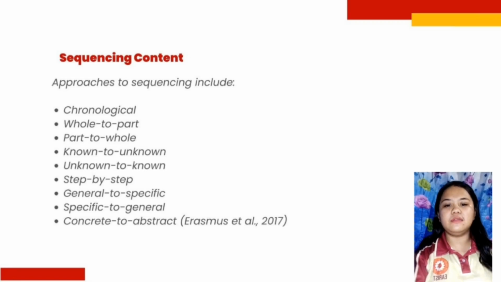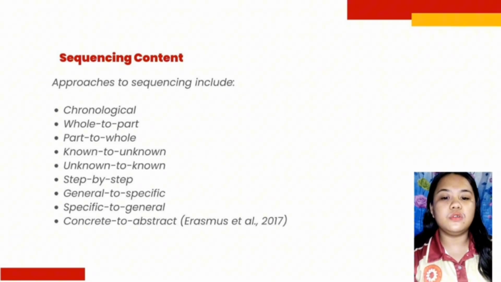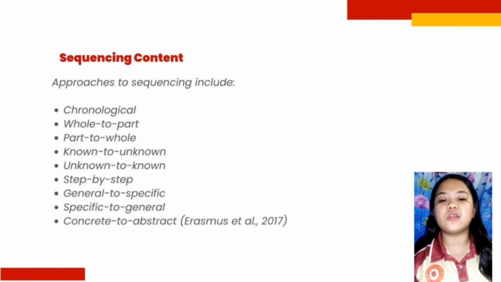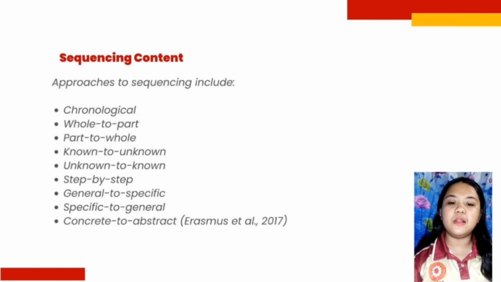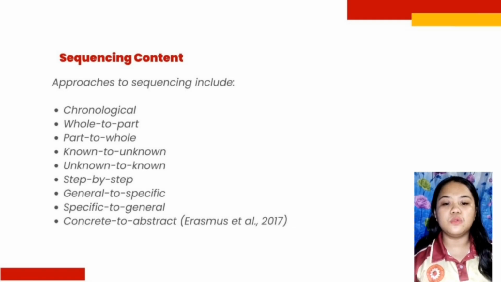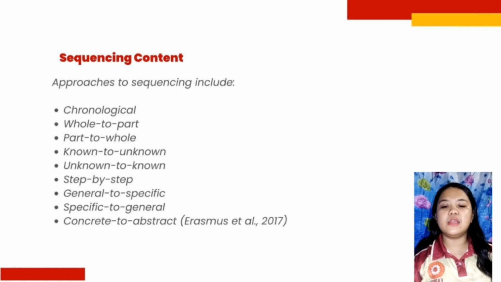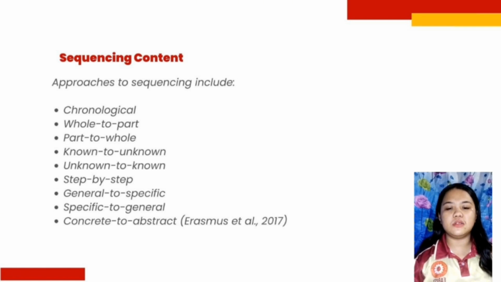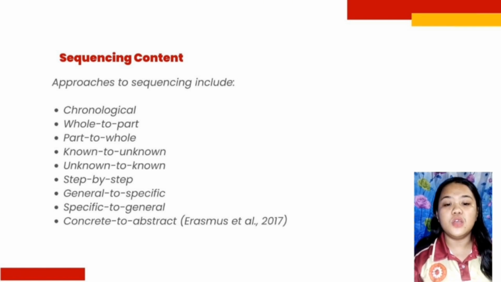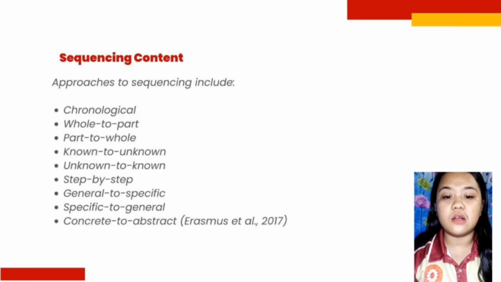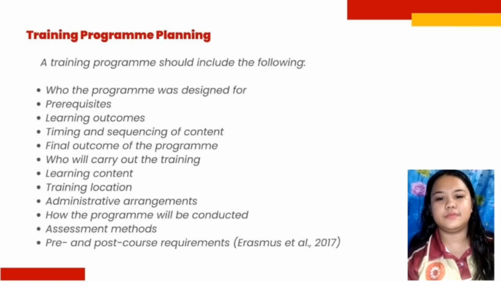And lastly is concrete to abstract. Concrete to abstract is starting with real, tangible examples before moving to theory or abstract ideas. An example of this is using an actual coin in class before teaching them the abstract concept of money.